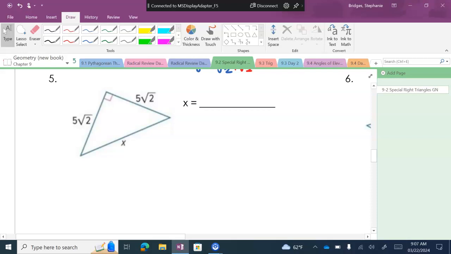If you have finished 5, go ahead and try 6. If you have gotten an answer for 5, go ahead and work on 6. If you did 5, go ahead and do 10.